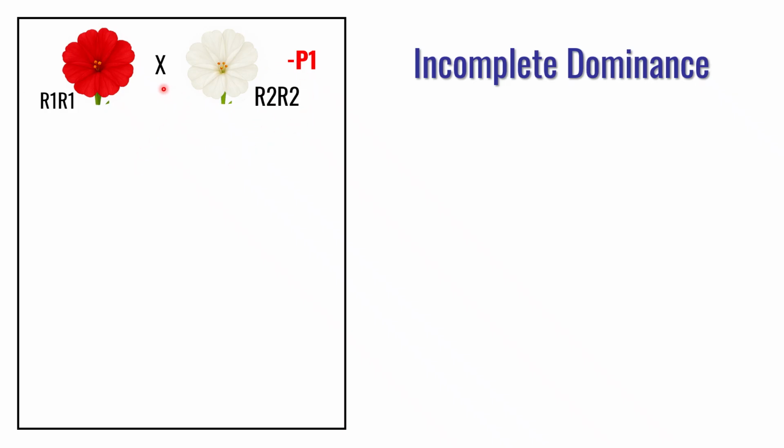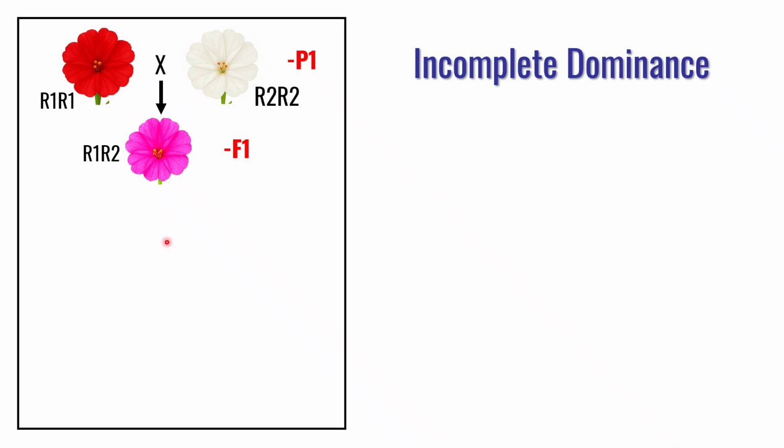So this cross produced in F1 generation all plants bearing pink flowers. This is monohybrid. The phenotype did not match the parental phenotype, therefore it does not support law of dominance. It supports incomplete dominance. However, there was a question: what happens to the parental phenotype, red and white?